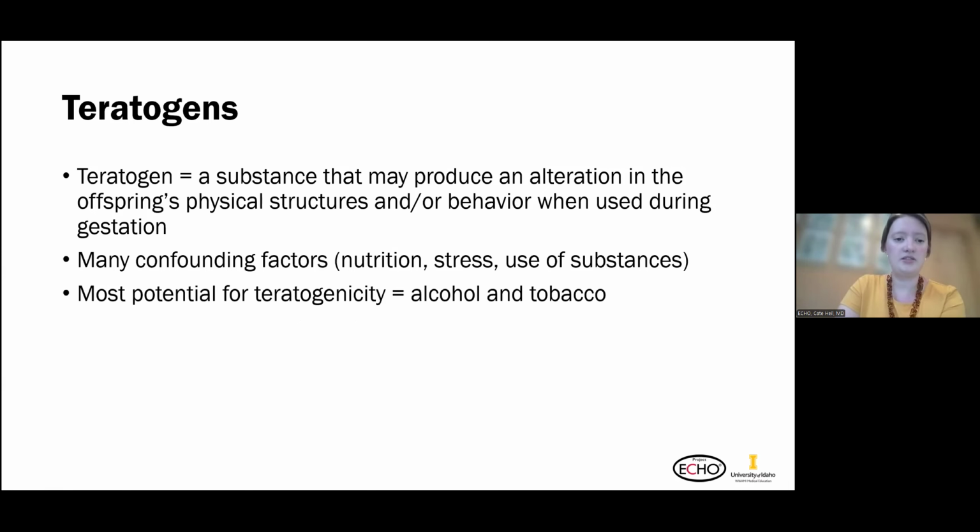The substances with the most potential for teratogenicity would be alcohol and tobacco, and of course, those are very common substances that people use. So just a brief definition of teratogen: that is a substance that may produce an alteration in the offspring's physical structures and/or behavior when used during gestation. Important thing to think about is teratogenicity is kind of hard to suss out because there are often a lot of confounding factors, including nutrition, stress, other use of medications, maternal physiology, and fetal physiology. But we do know that the things that have the most potential for teratogenicity are alcohol and tobacco.